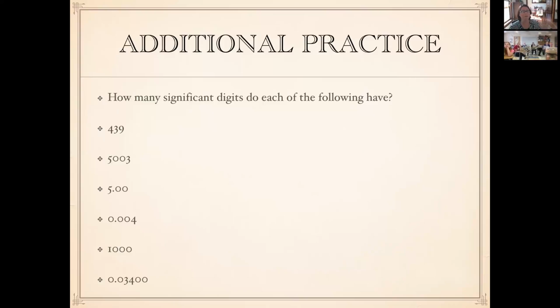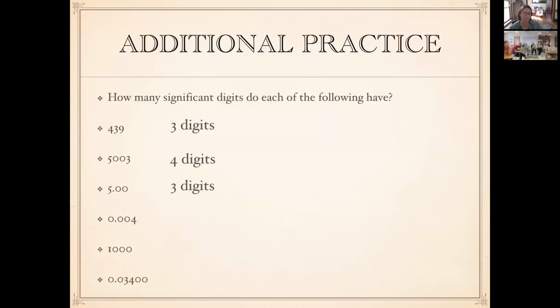So if we have the number 439, how many significant digits does that number have? 3. Obviously. Like I said, nobody ever has problems with those. Number 5003, however, how many does that one have? 4. Very good. Those zeros in between count. 5.00. This is where people start to miss the problems. 3. Yeah. Those zeros could be taken out, and therefore they have to be there for a reason. We included them for a purpose.